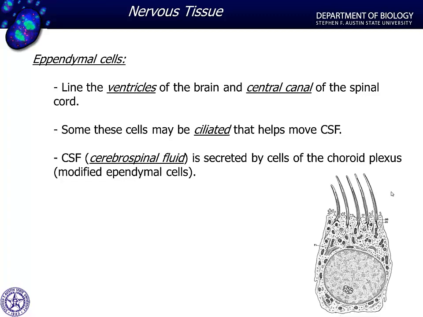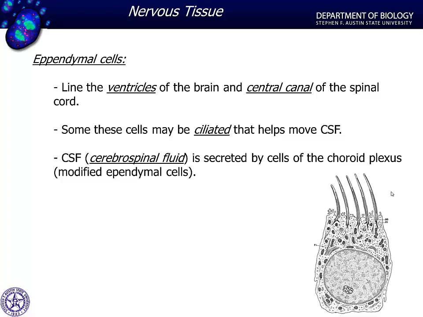Third type of neuroglial cell, the ependymal cells. These cells are going to function in creating the cerebrospinal fluid. Now, these cells are prominent in the central nervous system, especially lining the ventricles of the brain, the central canal, and they're produced by a structure called the choroid plexus. They're going to be ciliated, and this helps create a current with which the cerebrospinal fluid moves.